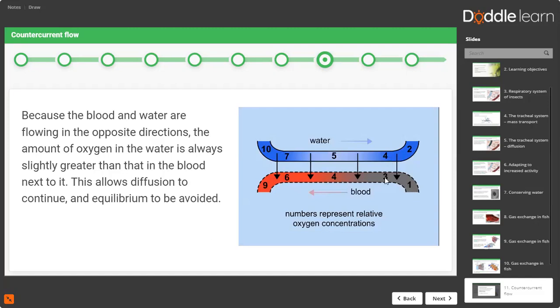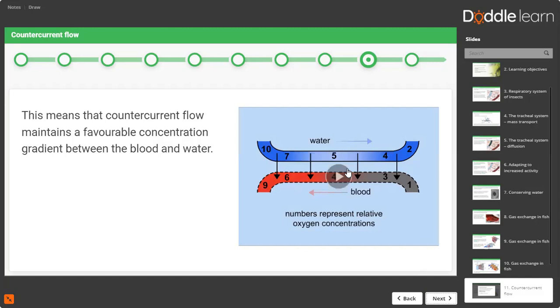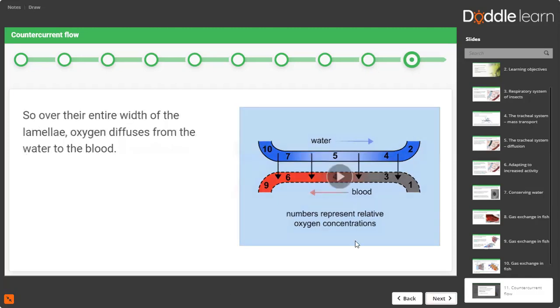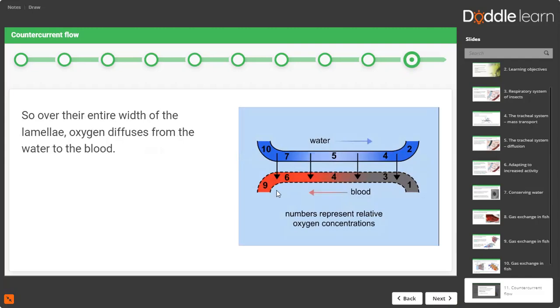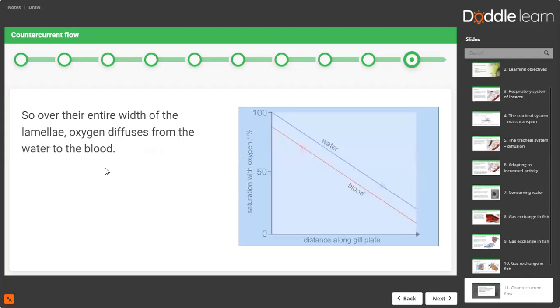So as you can see, the numbers in water for the oxygen saturation are always slightly higher than in the blood. This means that countercurrent flow maintains a favourable concentration gradient between the blood and the water at all times, and we keep that optimum level. So over the entire width of the lamella, oxygen diffuses from the water to the blood.